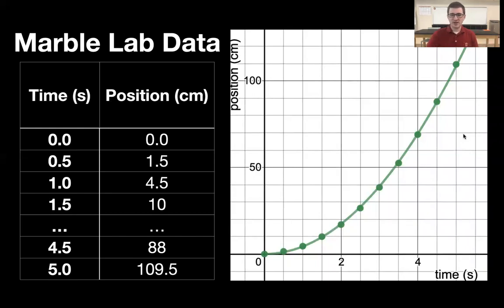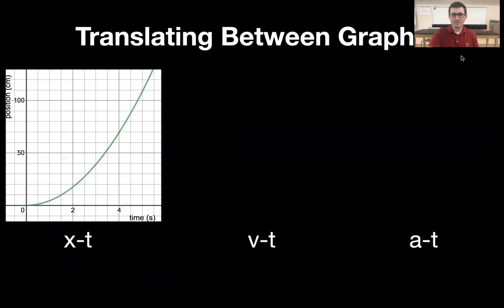And then the question becomes, how can I translate from a curvy position versus time graph, a nonlinear position versus time graph, and make a velocity versus time and an acceleration versus time graph based on that? Because the AP exam really likes for you to be able to translate between the different kinds of graphs. So first, let's focus on moving from the nonlinear position versus time graph and making a velocity versus time graph based on that.